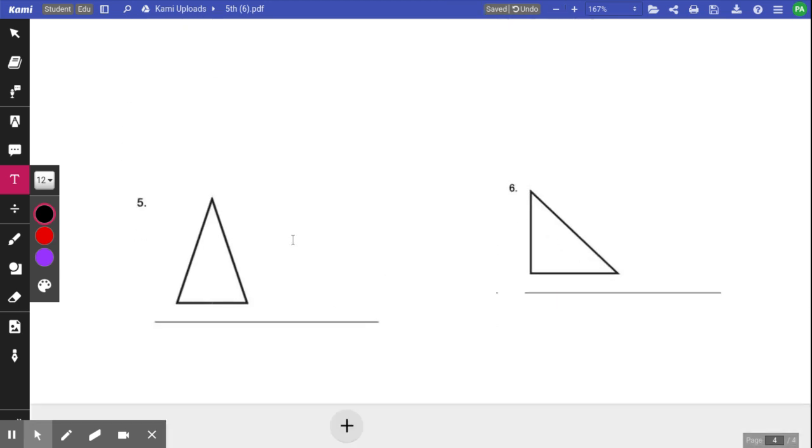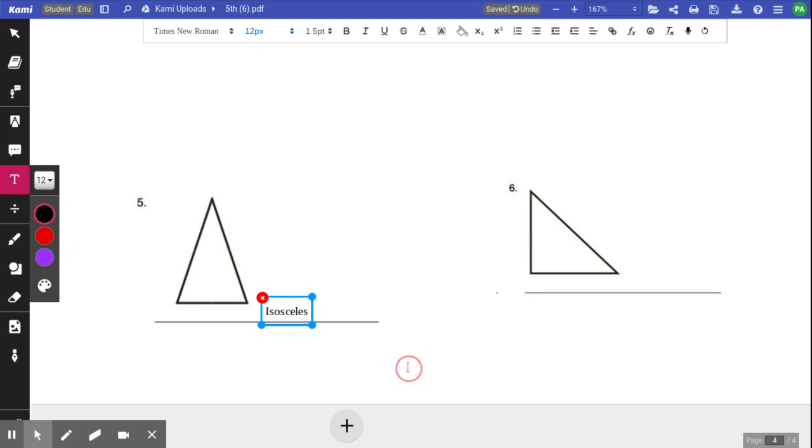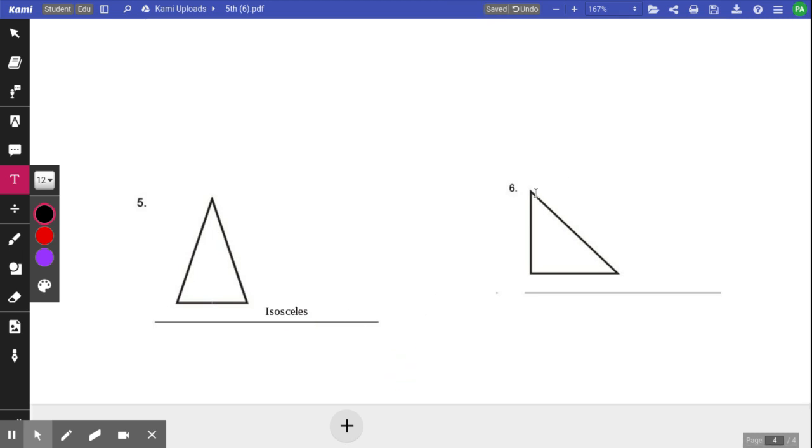Lastly, 5 and 6, you see that these 2 sides are the same, and this one is different, and these 2 angles are the same, and this very top one is different. So this one is an isosceles triangle. And number 6, we see that there is a perfect right angle, 90 degrees, like a corner of a square. This is a right triangle.